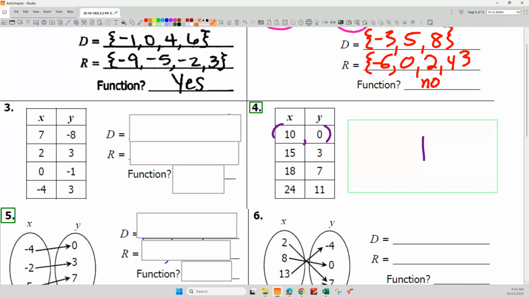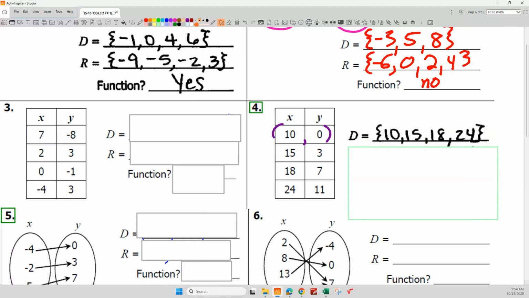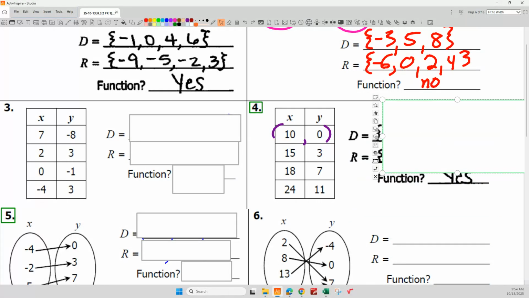10, 15, 18, 24. All the x coordinates. And the range? 0, 3, 7, 11. Good. Okay.